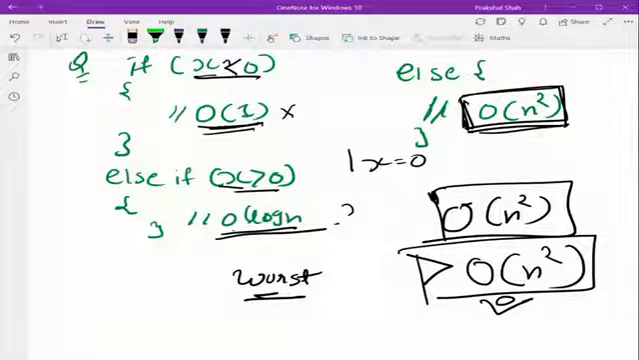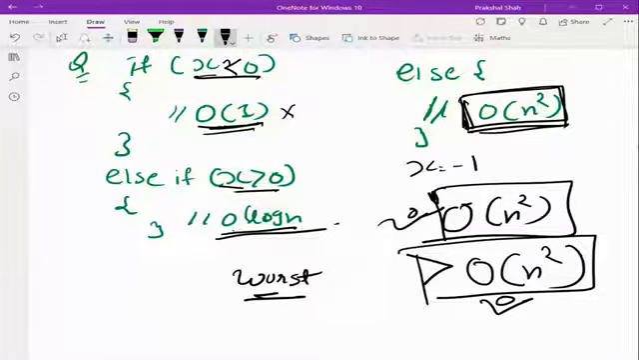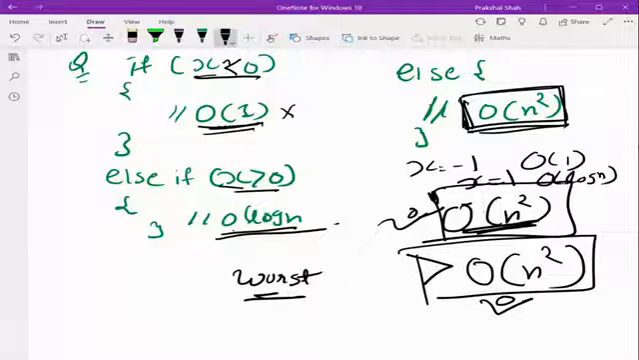If I write x equal to 0, 1, 2, 3, anything, it should not exceed whatever your answer is. So if you take x equals minus 1, it will be order of 1, which is less than order of n square. If I take x equals 1, it will be order of log n, which is less than n square. And if I take x equals 0, it will be order of n square. So it is true for every case. Yes or no?